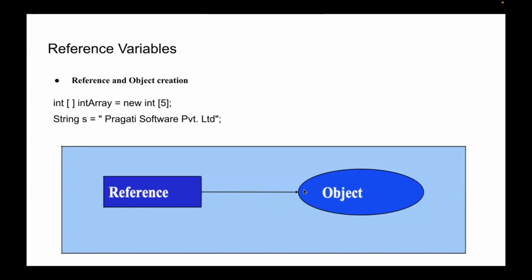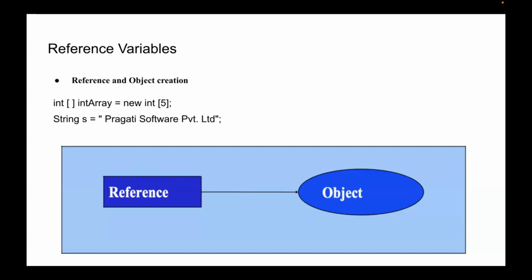We'll study more about these objects and references, where they are stored, in memory management. When you create something like int array equal to new int, basically when you create an array, it requires some memory, right? So that memory is managed.